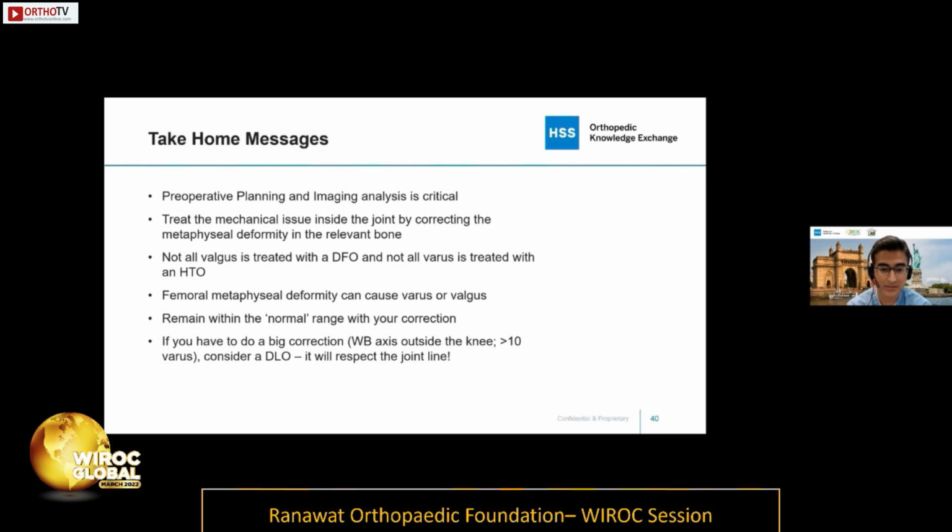There are multiple papers out now to show what you should be aiming for: touch of varus in the tibia, touch of valgus on the femur. And if you do have a big correction where the weight-bearing axis is outside the knee or greater than 10 degrees of varus, consider a double level osteotomy. It will respect the joint line.